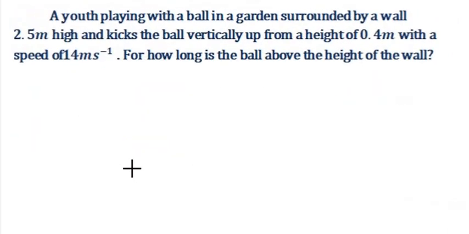In another trial question here, a youth playing with a football in a garden surrounded by a wall 2.5 meters high kicks the ball vertically up from a height of 0.4 meters with a speed of 14 meters per second. You need us to find how long the ball is above the height of the wall. So first we need to make a sketch of that question.